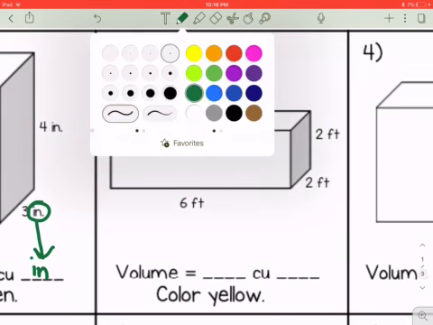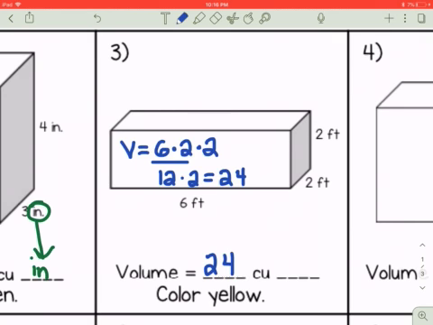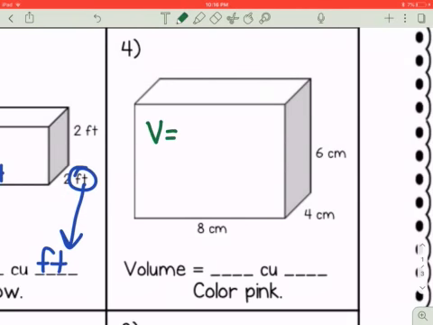For number 3, say volume equals length times width times height. So I'm going to use all three numbers. 6 times 2 times 2. 6 times 2 is 12, and 12 times 2 would equal 24. So I'd have my volume as 20, that's ugly, 24, and it's cubic what? This is cubic feet. 24 cubic feet.